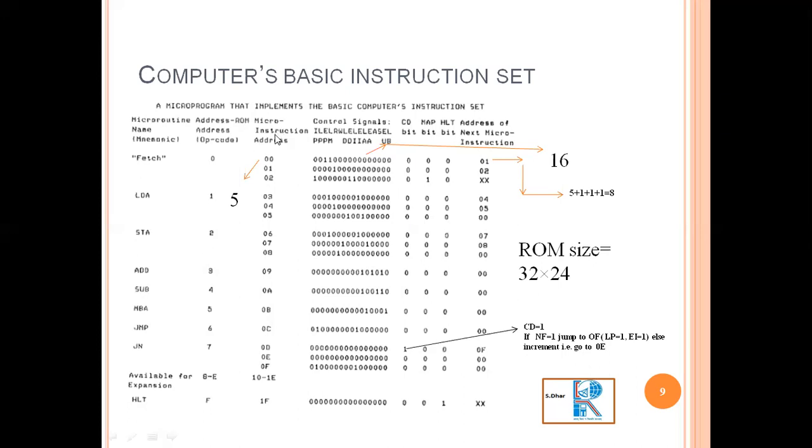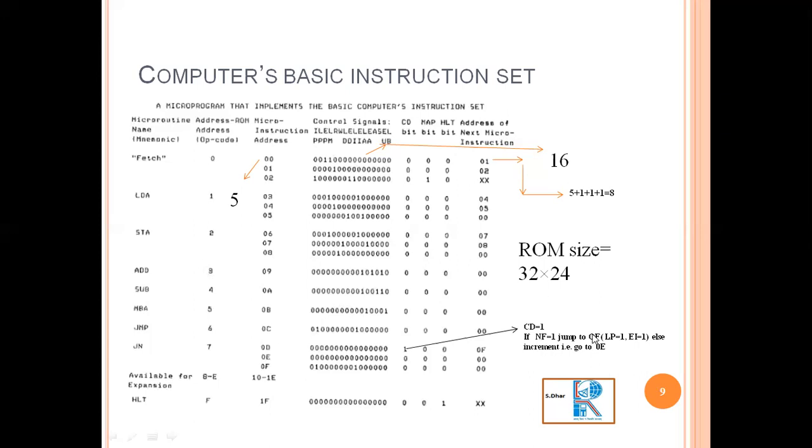16 address instructions can be generated. Now the left-hand side column. This is the address of the micro instruction. And here see after each micro instruction, suppose fetch, LDA, some space is given. That means this total thing is 1 micro routine. Okay, this is another micro routine. This is another micro routine. So each instruction actually contains a micro routine. Micro routine means the set of instructions written for the execution of that particular instruction.